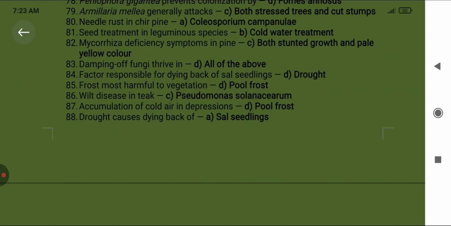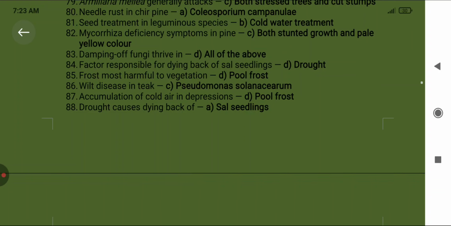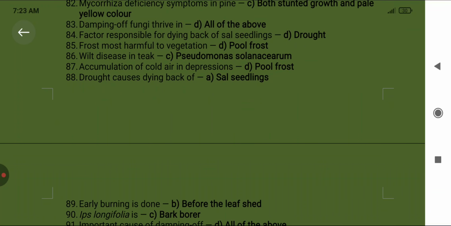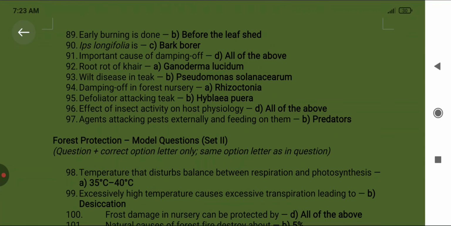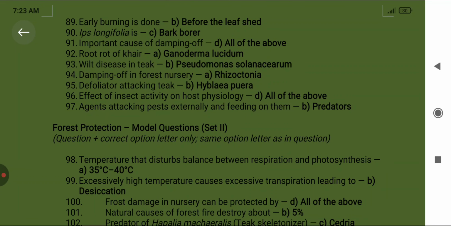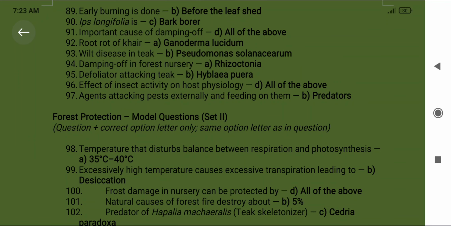Frost is a factor responsible for dying back of sal seedlings; drop from most harmful to vegetation is full frost. Wilt disease in teak is Pseudomonas solanacearum. Accumulation of cold air in depressions, full frost drop, causes drying back of sal seedlings. Early burning is done before the leaf set. Ips longifolia, bark borer of sal, sorry, of chir pine.